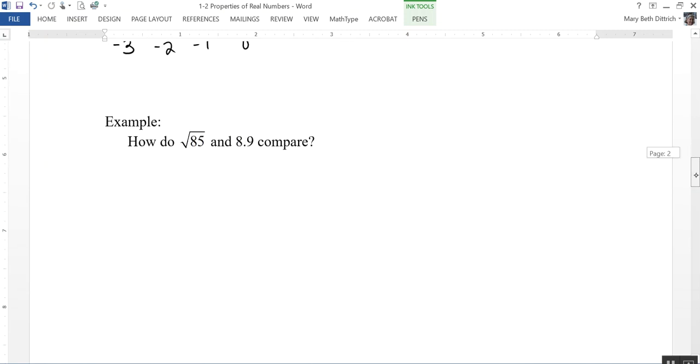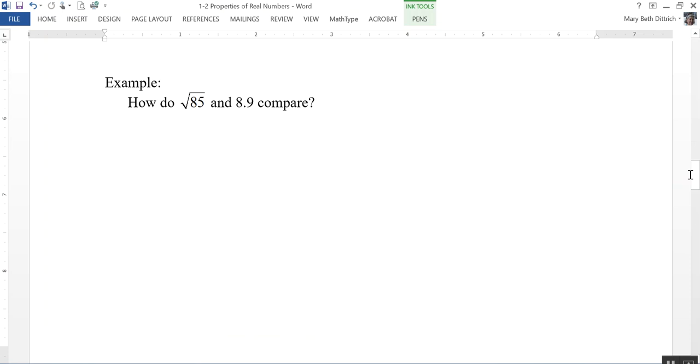And our next example says, how do the square root of 85 and 8.9 compare? So I'm going to grab my calculator and plug in the square root of 85, and that gives me approximately 9.2. And again, that's irrational and continues on. So 9.2 is greater than 8.9, so I can say, in comparison, the square root of 85 is greater than 8.9.